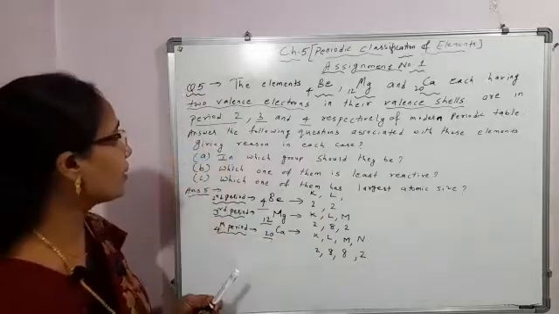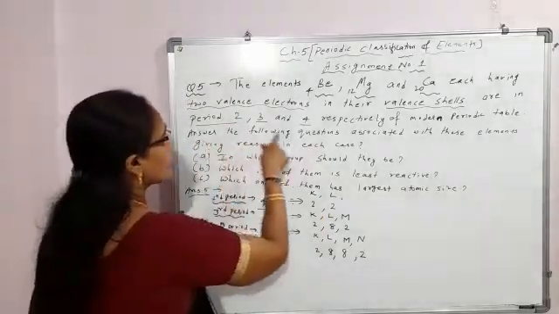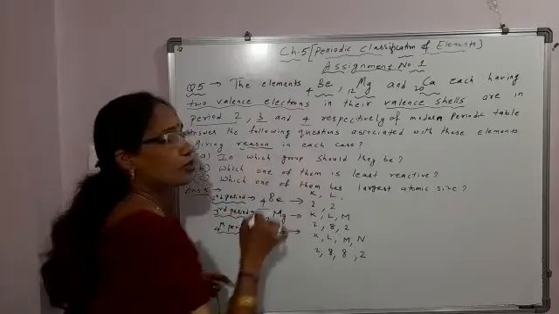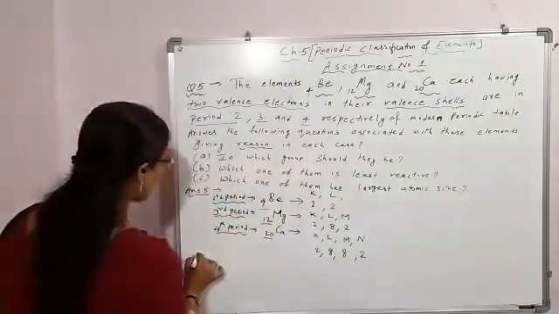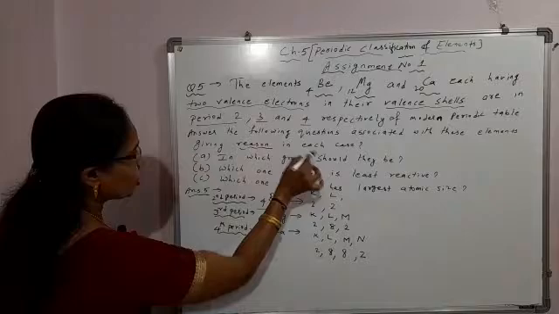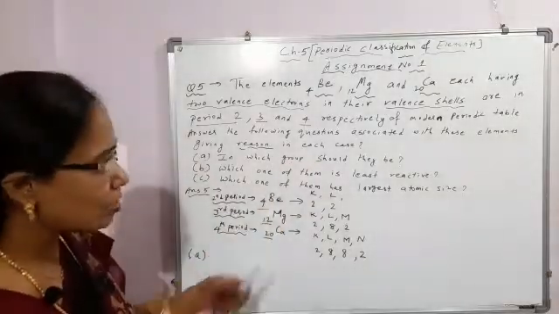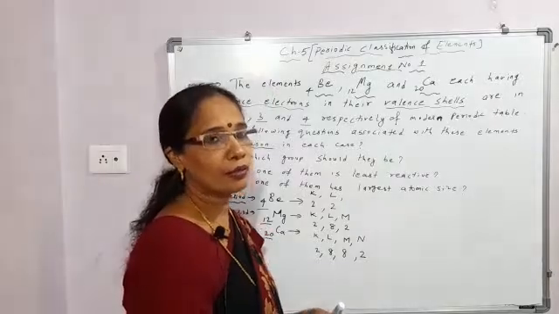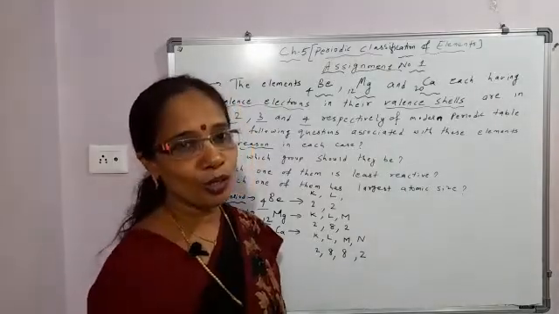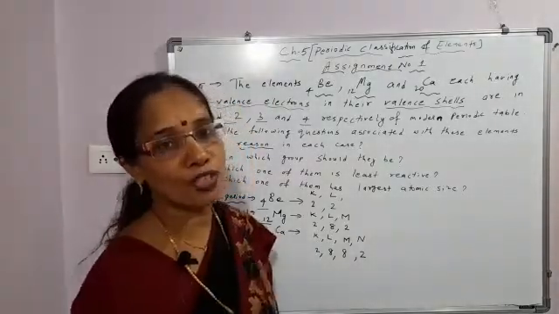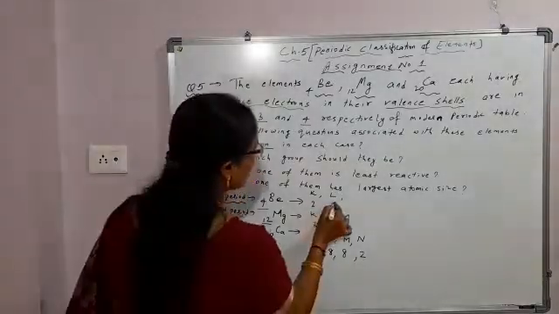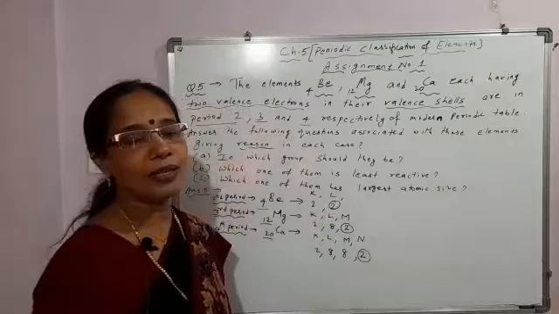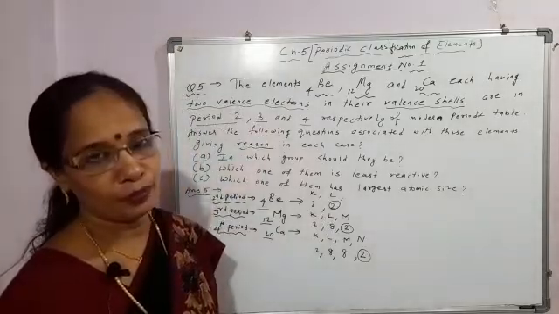Now your question is, answer the following questions associated with elements, giving reason. Reason also you will give. A: in which group should they belong? All the 3 elements belong to which group? To find out the group to which it belongs, you will see the electrons in the outermost shell. In the outermost shell, how many electrons? 2. So all these elements belong to group 2.